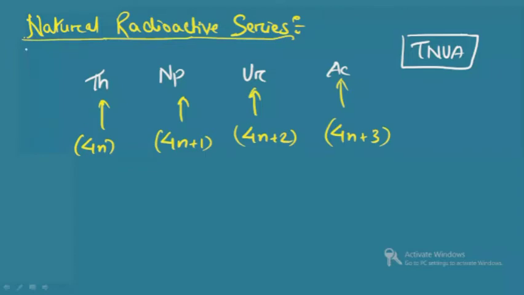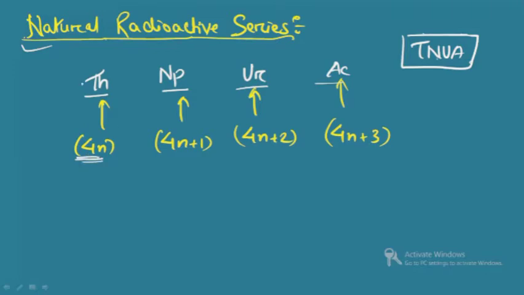Now let's see the natural radioactive series, right? The first is the thorium series, then the neptunium series, then the uranium series, then the actinium series. You can remember it as TNUA. Now this 4n, it is giving the mass numbers. Okay, 4n is the mass numbers. These 4n, 4n plus 1, 4n plus 2, these are giving the mass numbers.